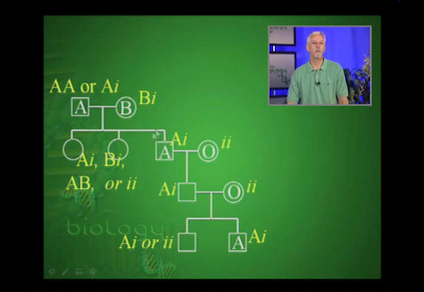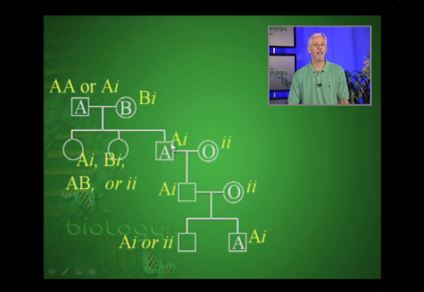So then the question is, why AI, why not AA? So we go back to the parents. Again, this person's type B. So if you're type B, you can either be BB or BI. And remember that the B allele will always show itself. So this individual then has to be BI, because if the individual was BB and passed on a B allele, that would show up here. So if this person had a B allele, they couldn't be type A. If they had an A allele and they also had a B allele, they would be type AB.